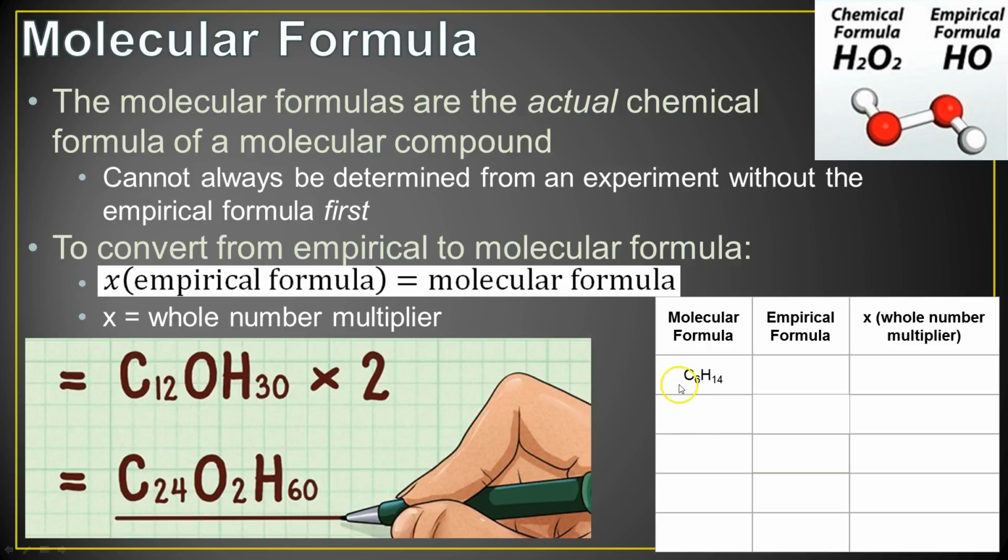So let's take a look at a molecular formula, C6H14. I can simplify that down to C3H7. That's almost at the lowest common denominator. And I can see that the whole number multiplier, X in this case, is going to be 2.